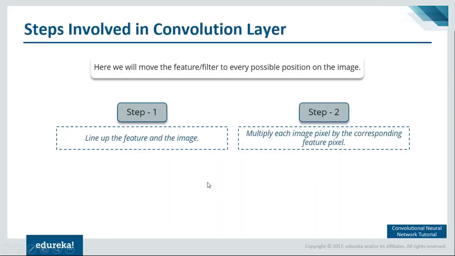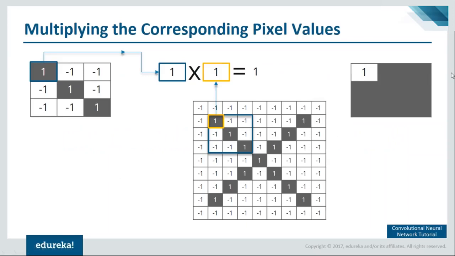The first layer is the convolution layer. These are the beginning two steps of this particular layer. First, we need to line up the feature with the image, and then multiply the image pixels by the corresponding feature pixels. Now let me explain with an example. This is our first diagonal feature that we'll take. We are going to put this particular feature on our image of x, all right? And we are going to multiply the corresponding pixel values.